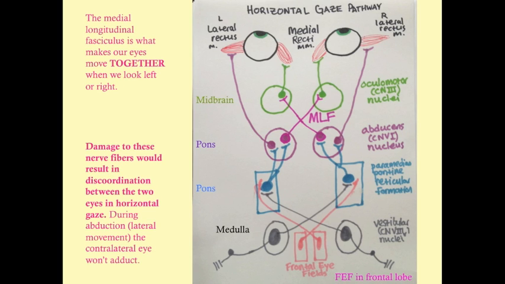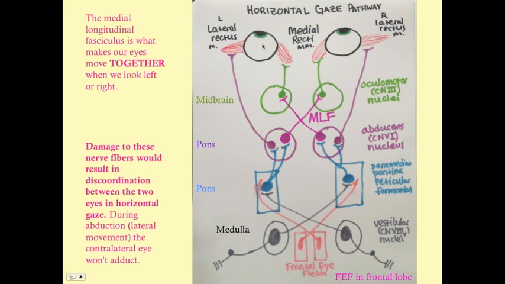left MLF, you would stimulate the abducens nucleus and the right eye would look to the right, but you would have no way of getting your left eye to look to the left automatically. And so the right eye would be looking right, but the left eye would be looking straight ahead. And so this would cause discoordinated or disconjugate gaze.